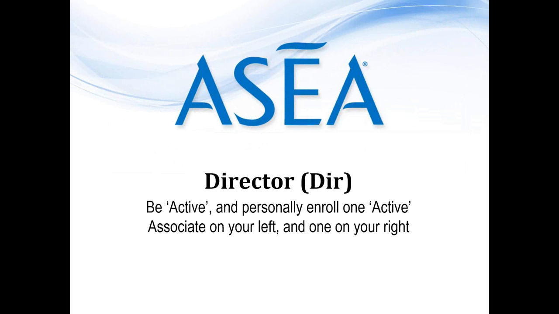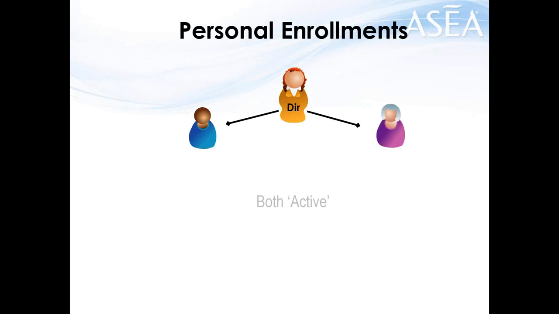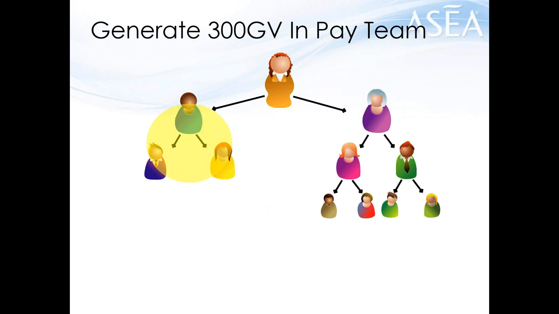So director is your active and personally enrolled active associate on your left and 1 active associate on your right. So there you are. You have 1 active associate left and right. Congratulations, you're a director. The next thing to shoot for is to become a Director 300, meaning you're a director with 300 group volume in the pay team. So there you are. You have 300 total in your pay team. Congratulations, you're now a Director 300. You will now have your commissions released. So the minimum you'll get is $30, 10% of 300. Okay, but if you overshoot it and get 400 or 500 of volume, great. You'll get $40 or $50, right? 10% of whatever that amount is. Also, the company is going to send you out a pin and a certificate to recognize your achievement of becoming a Director 300.